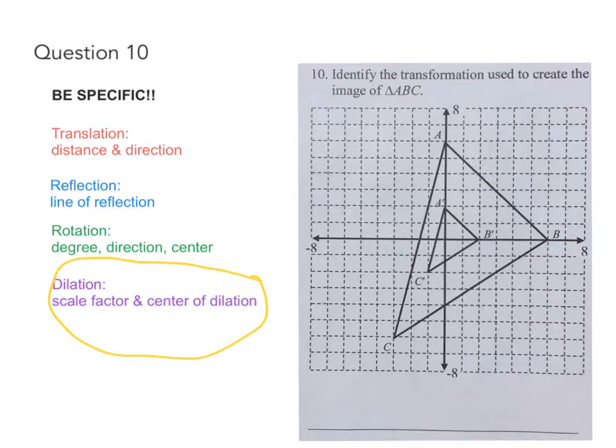So what I'm observing is that the triangle on the outside is the original, or the pre-image. That means that the triangle on the inside is the image. What I mean by that is that the triangle is shrinking. It's growing smaller. It's going closer to the center of dilation.